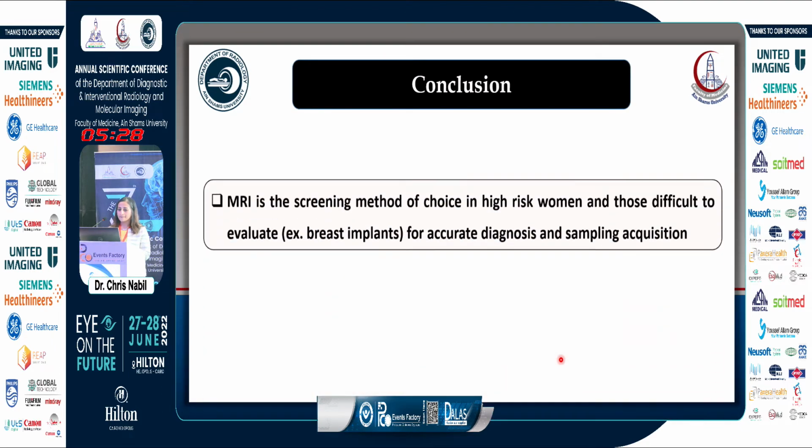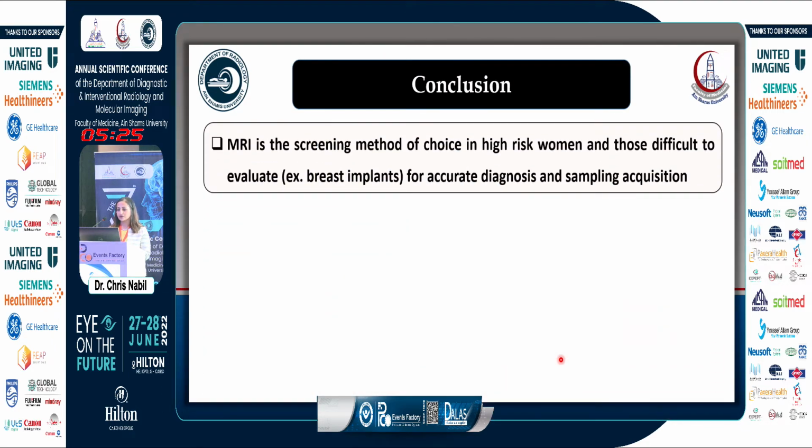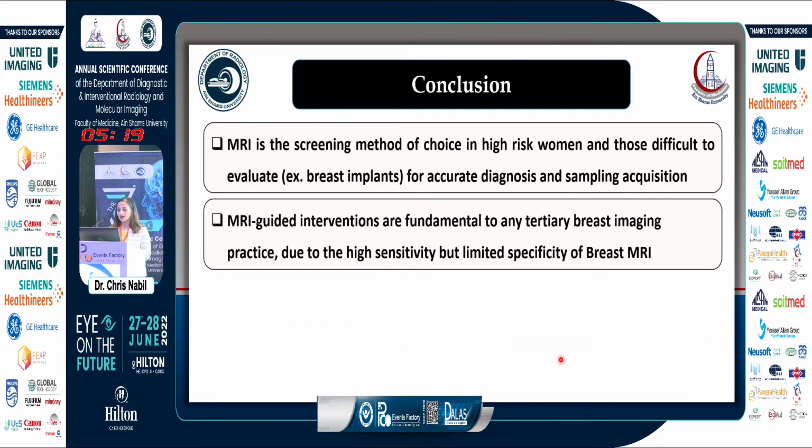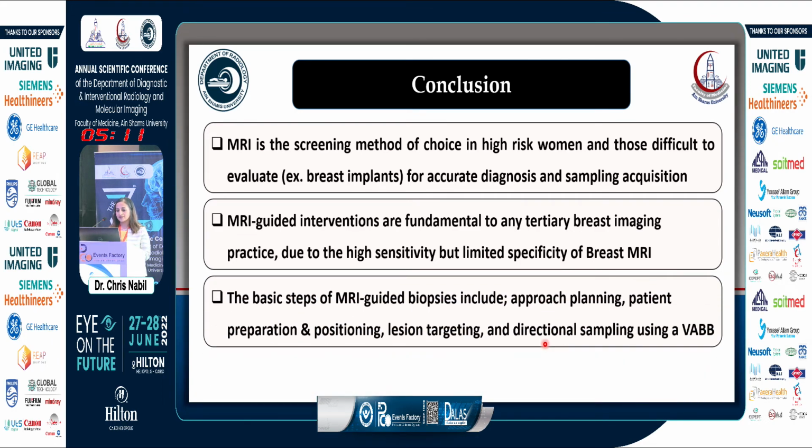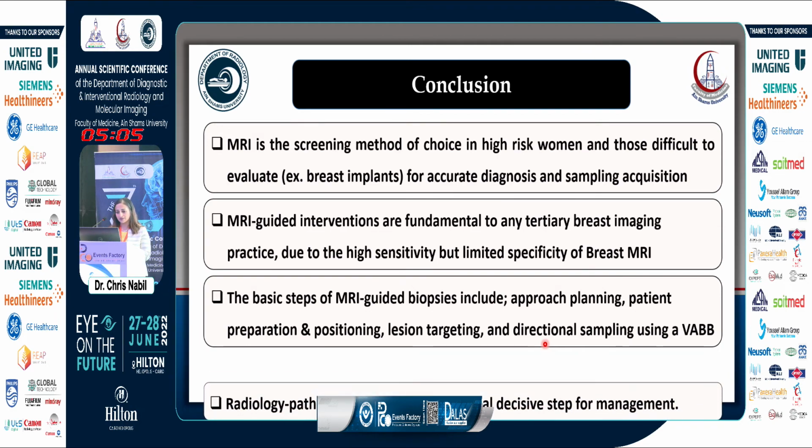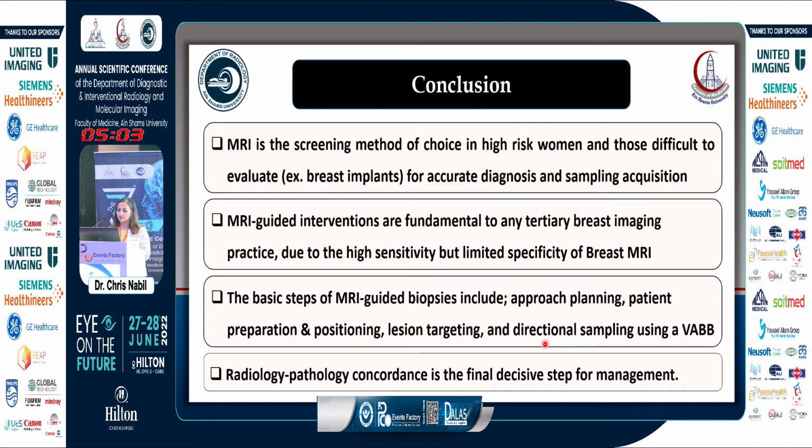In conclusion, MRI is known to be the screening method of choice in high-risk women and those difficult to evaluate for the accurate diagnosis and sampling acquisition. MR-guided interventions, although not always feasible, are fundamental to any tertiary breast imaging practice because MRI has a high sensitivity but limited specificity. The basic steps of the MR-guided biopsy include approach planning, patient preparation, positioning, lesion targeting, and sampling with a VAB. And finally, radiology-pathology concordance is the final decisive step for management.